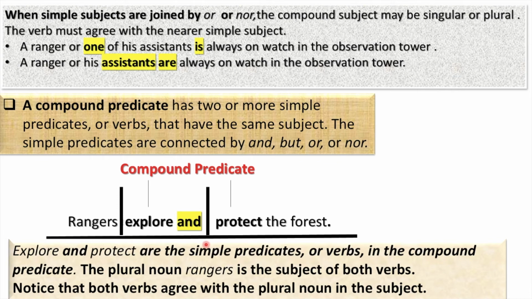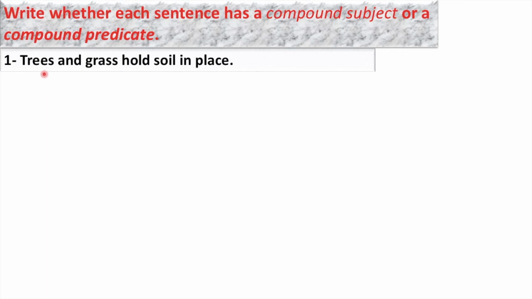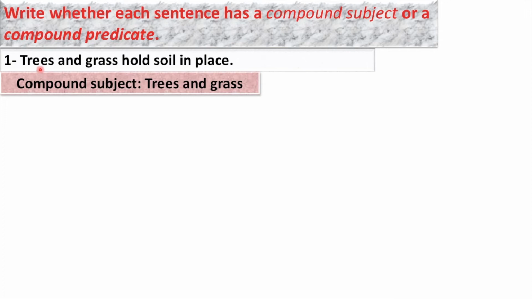Let's practice. Write whether each sentence has a compound subject or a compound predicate. 1. Trees and grass hold soil in place. The sentence has what? Excellent. A compound subject, trees and grass.